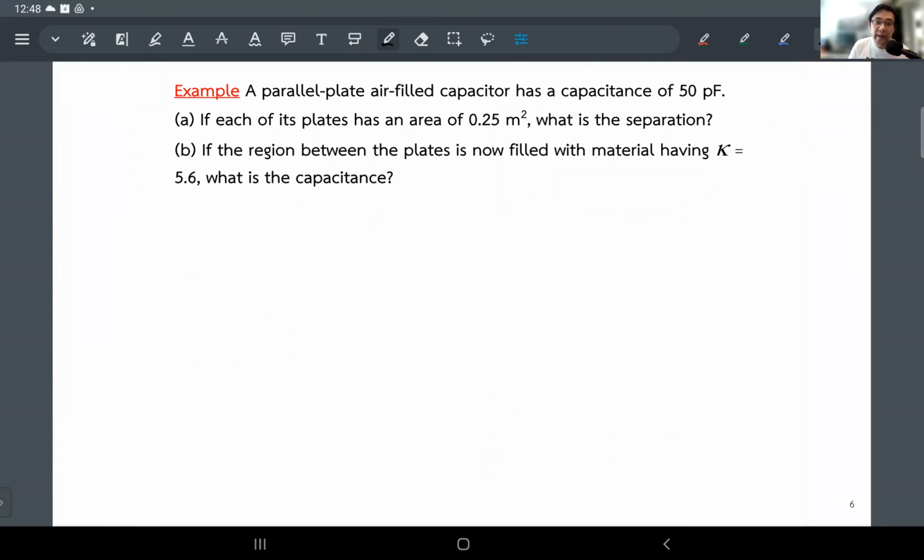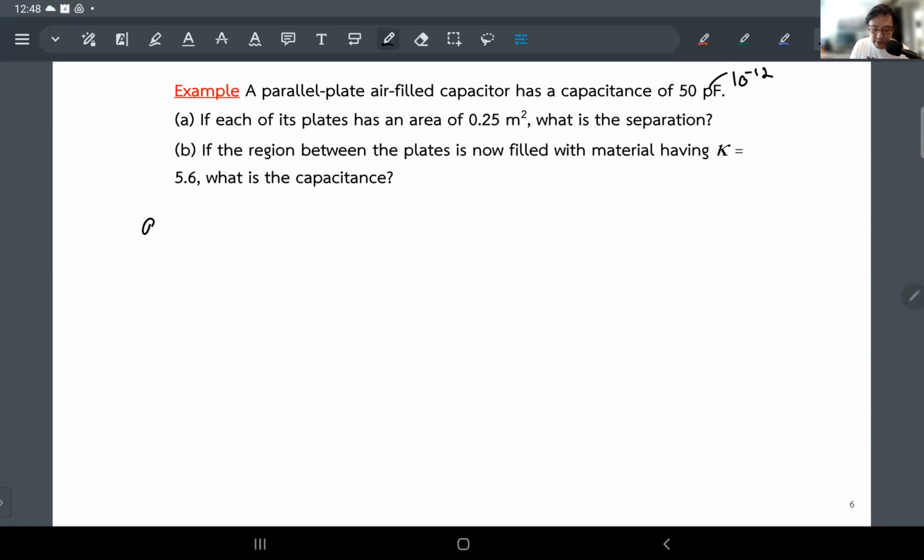You have an air-filled parallel plate, so let's assume it's just air, so it's blank. It has a capacitance of 50 picofarads. This is pretty small, even though you may sound like, okay, that is pico. Pico is 10 to the negative 12, but it turns out 1 farad is huge. In general, on a circuit board in your computer and other stuff, you are dealing with microfarads, nanofarads, and so on. So a picofarad is not bad. It's just normal for small circuits. If each of its plates has an area given, what is the separation?